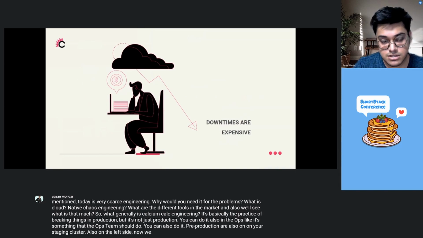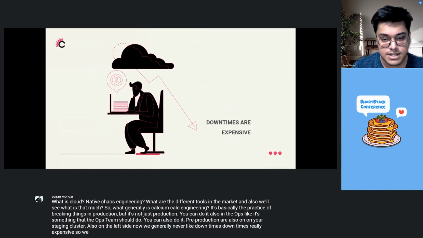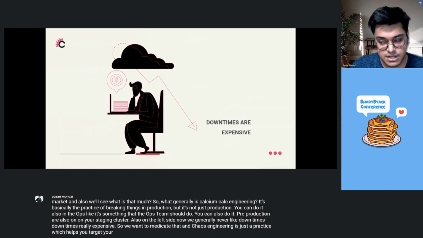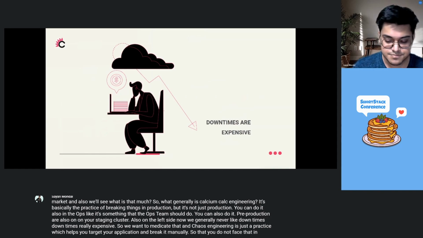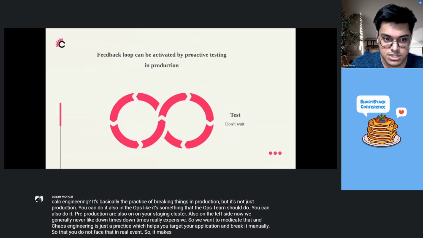Now we generally never like downtimes. Downtimes are really expensive, so we want to mitigate that. And chaos engineering is just a practice which helps you target your application and break it manually, so that you do not face that in the real event. So it makes your application more resilient.